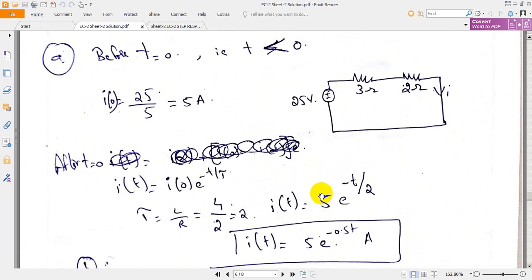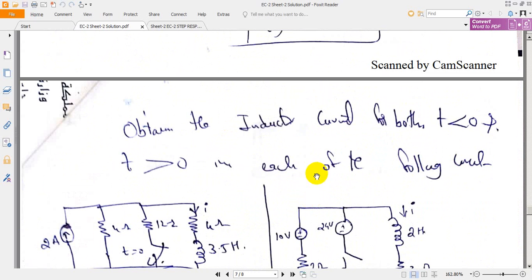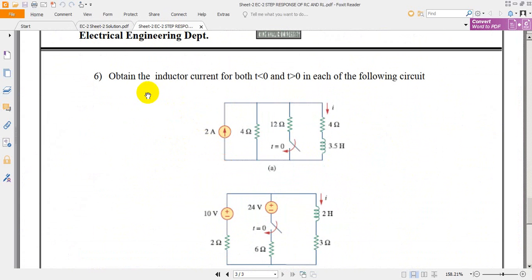Why have we explained this? Just to differentiate the forced response and free response circuit. These two circuits are free response. Let us go to the forced response circuit. Coming to problem number 6, obtain the inductor current for both t less than 0 and t greater than 0 in each of the following circuits.